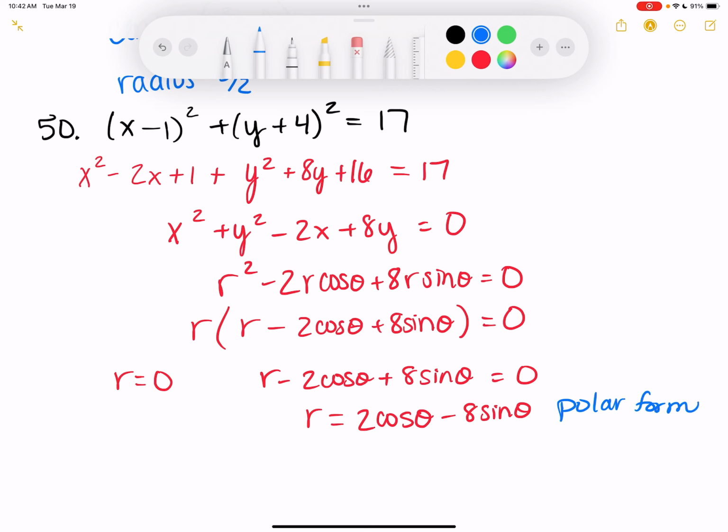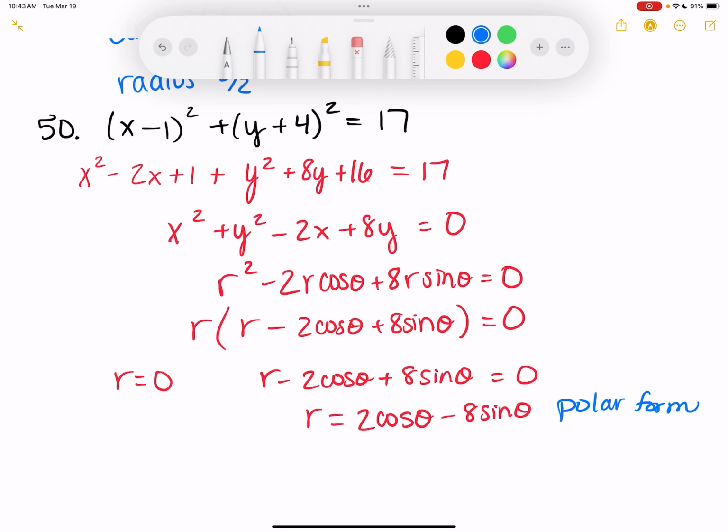Now, r equals 0 is just a single point on a graph. It's just a point at the origin because there's no radius, no x values, nothing, no angles. So that's just a single point. But the other one is a polar form equation, which we could graph on our calculator if we were so inclined, as long as you're in polar form.